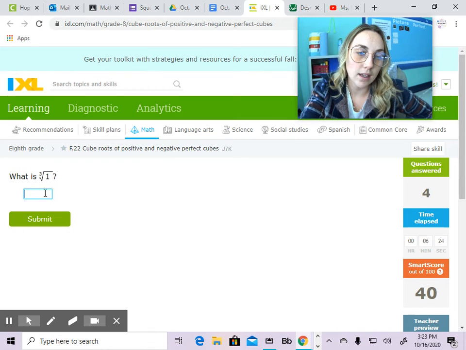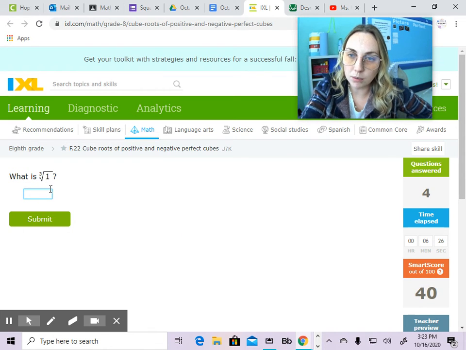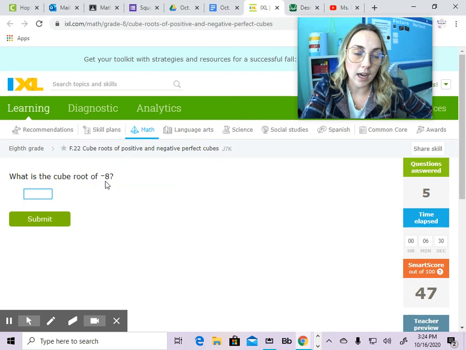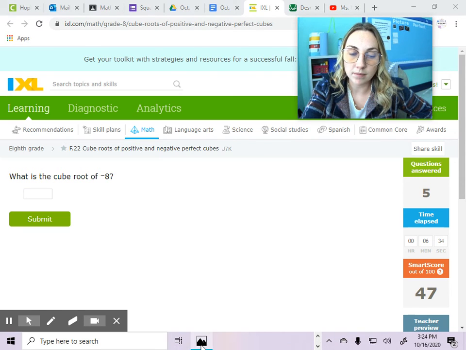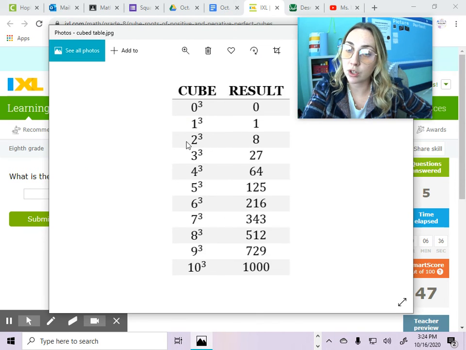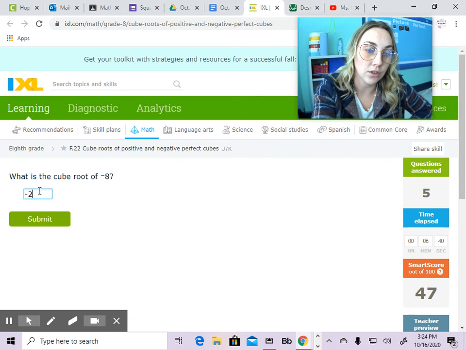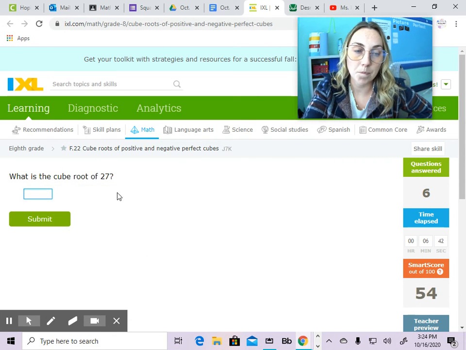And there you go. Here's 1 again. Again, the cubed root of 1 is 1. So you can just go ahead and click that in. Cubed root of negative 8, if we look back at our picture, the cubed root of 8 was 2, but this is a negative, so it would be a negative 2. Okay? And so on and so forth.